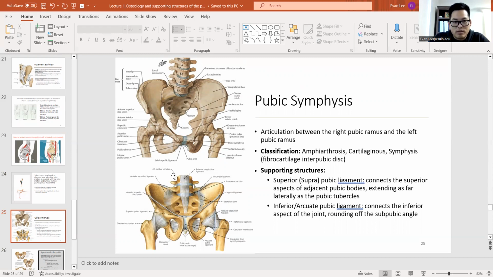And just to be clear, so are the intervertebral discs. They're both fibrocartilage that is going to be between bones as basically a plate of cartilage between the bones. But if you look closely, there are a couple of ligaments. On top is the superior or suprapubic ligament, and then a ligament on the bottom, which is called the inferior arcuate pubic ligament.